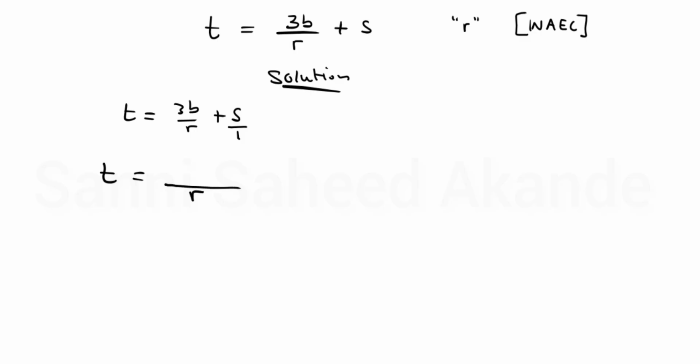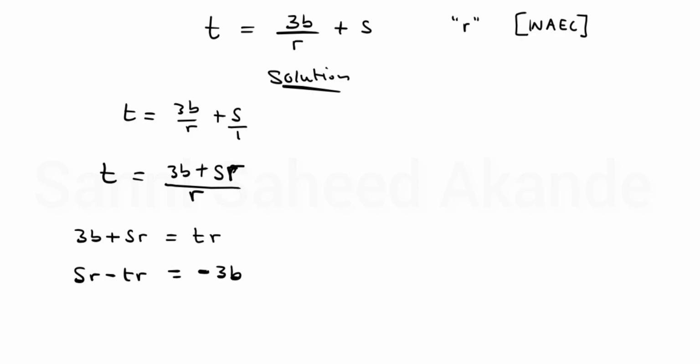Then r goes in r one time, 1 times 3b is 3b, then plus 1 goes in r, that's r times s is sr, the small letter r. All right, so at this point now I'm going to cross multiply. When you do that, you have 3b plus sr equal to tr. Then those ones that have r in them, put them at one side. So when you do that, you have sr minus tr is equal to minus 3b. Is that understood?